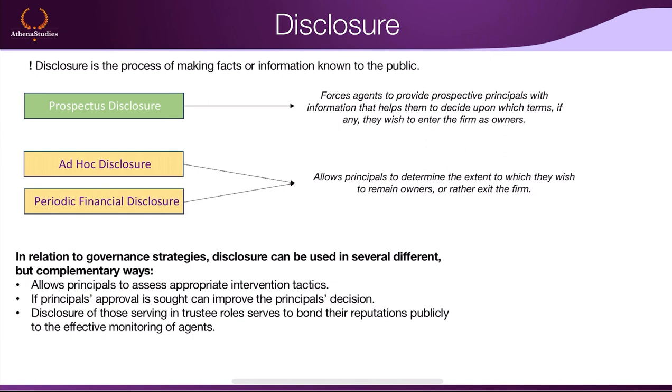In relation to the strategies, disclosure can be used in several different but complementary ways. And these strategies specifically are governance strategies. Disclosure allows principals to assess appropriate intervention tactics. And if the principal's approval is sought, it can improve the principal's decision. Disclosure of those serving in trustee roles serves to bond their reputations publicly to the effective monitoring of agents. Disclosure is a very key part in protecting the shareholders' interests.